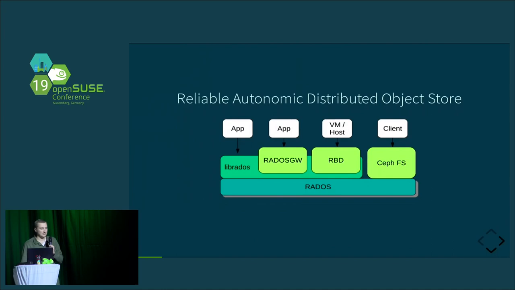One of the hearts of the Ceph system is RADOS, the Reliable Autonomic Distributed Object Store, which all these interfaces are based on. So this is a general storage system that all the others are based on. You can use it directly with the LibRados library, and you have services like the RADOS Gateway providing you S3 and Swift interfaces. You have block devices that you can mount and use, as well as the file system, CephFS.